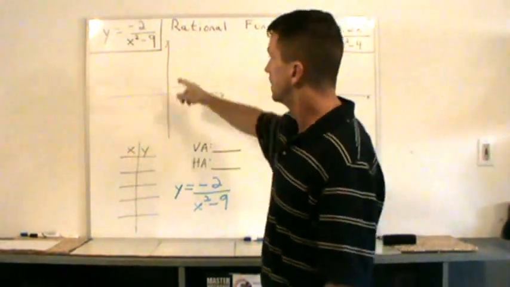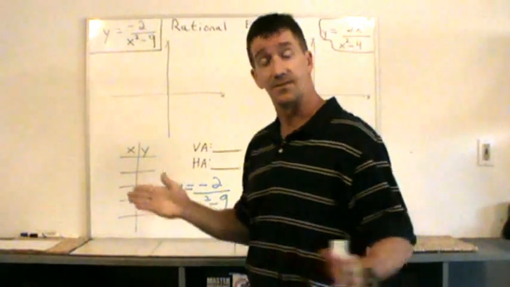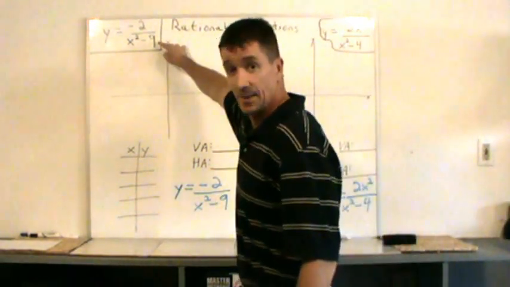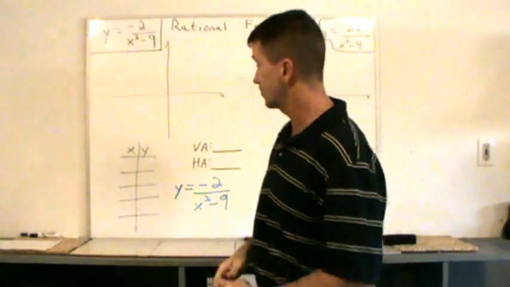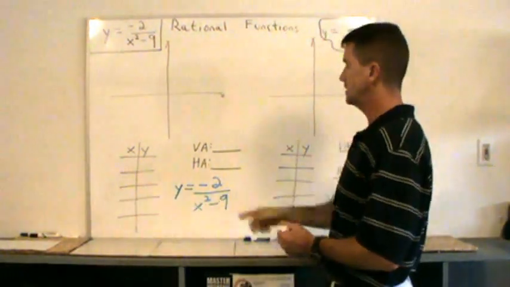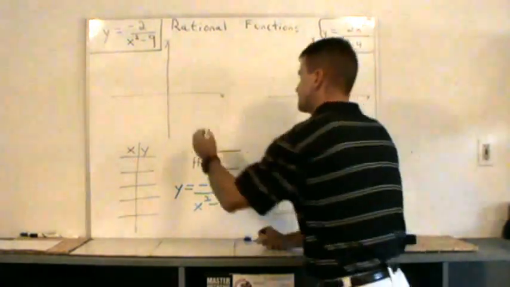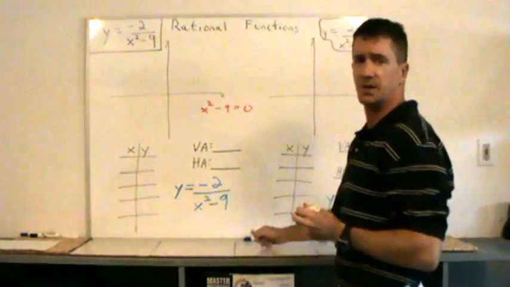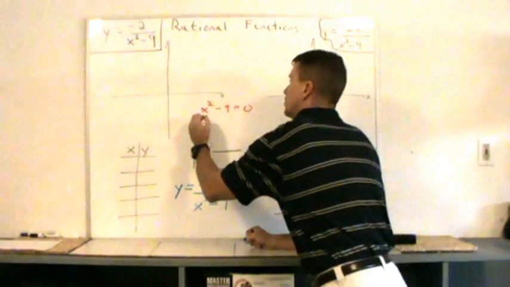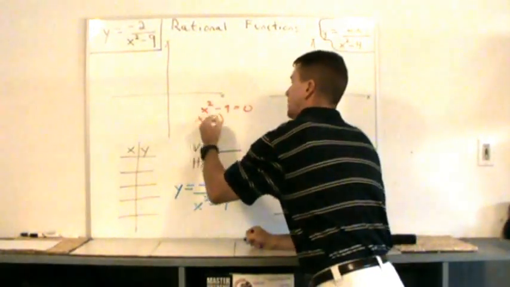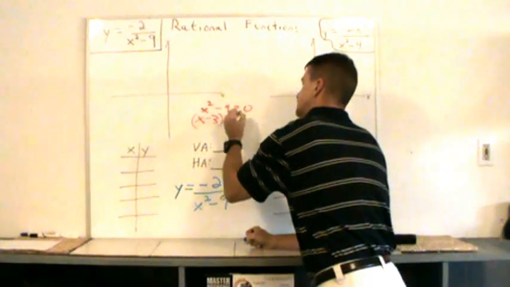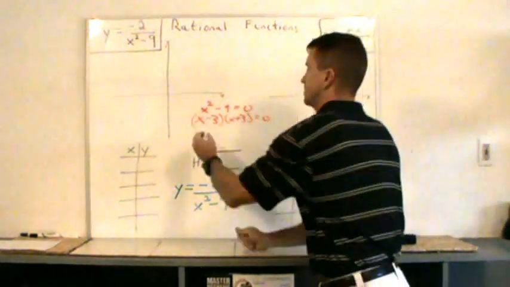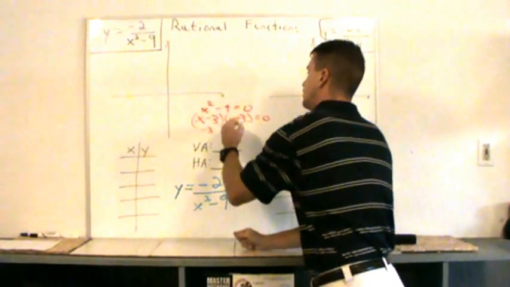To find that, that's where the function is undefined. So we simply set the denominator equal to 0 and we solve for x. If we take this x squared minus 9 and think what makes that 0, because that's where the function is undefined, and we solve for x, we'll notice it's at two places. I'm going to factor this. It's at x equal to 3 and x equal to -3. So we found the two vertical asymptotes.